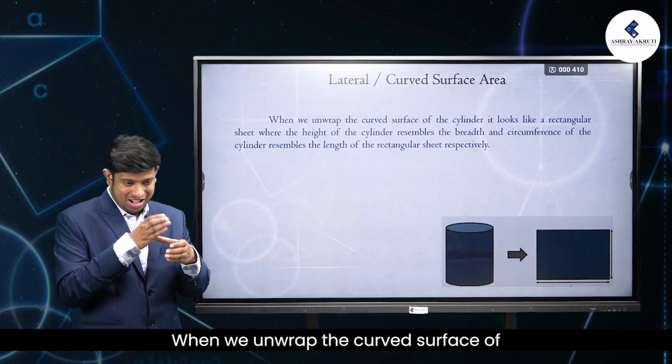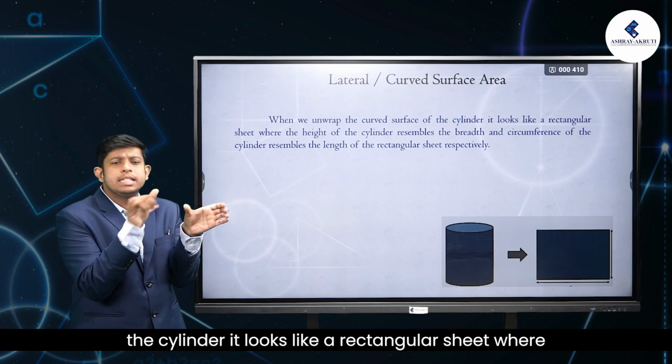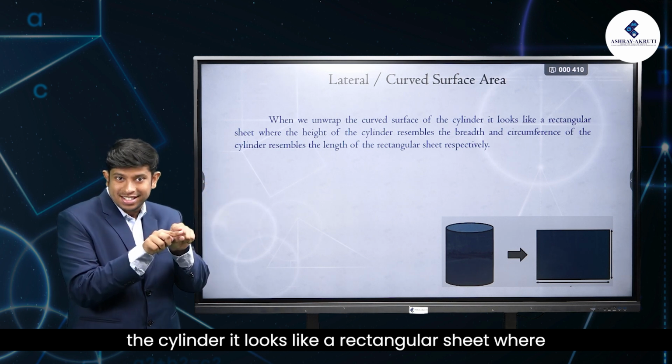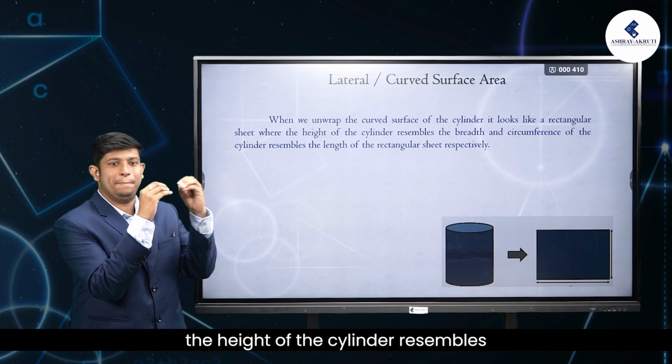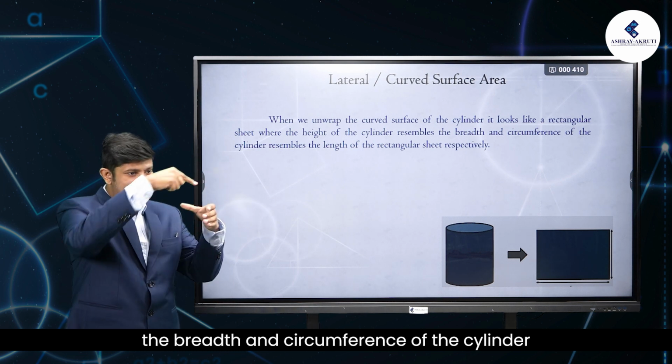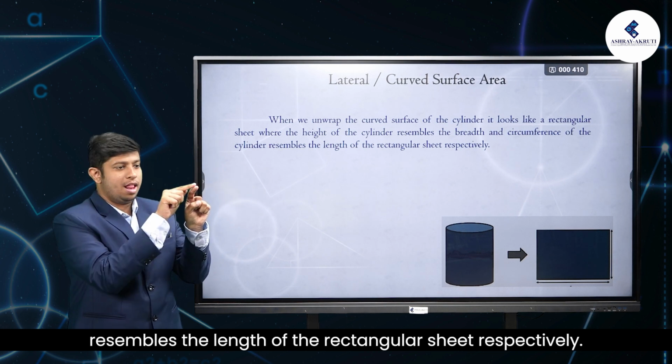When we unwrap the curved surface of the cylinder, it looks like a rectangular sheet, where the height of the cylinder resembles the breadth and the circumference of the cylinder resembles the length of the rectangular sheet respectively.